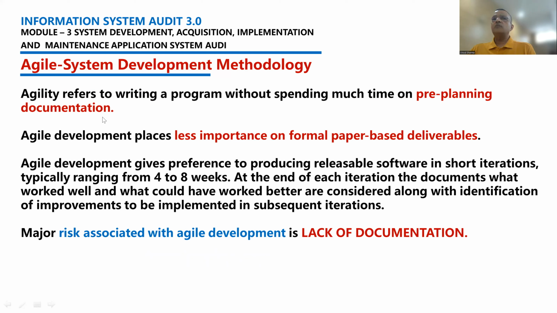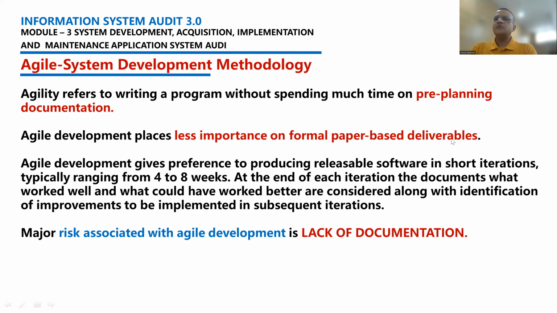Normally when we start a software project, you make a flow chart and write all these steps, how the flow of work is going to be done. That's called pre-planning documentation. But in Agile, we don't do that. We give less importance to formal paper-based deliverables. That is, I'm not going to maintain a file for what method I'm going to follow. It's just like that: I sit in front of the system, you tell me what you want, and I start writing the code.